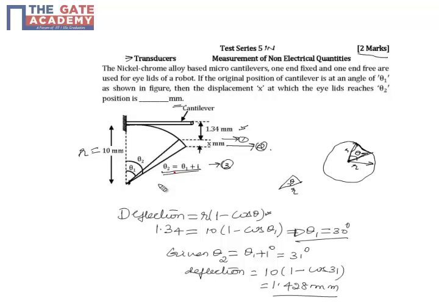So we can calculate theta 2 with the above relation. So theta 2 is equal to 30 plus 1, which is 31 degrees. So now I have the angle of deflection and radius. So I need to calculate the deflection in mm. So I can substitute all the quantities and I get the deflection as 1.428 mm. So here the answer is 1.428 mm.